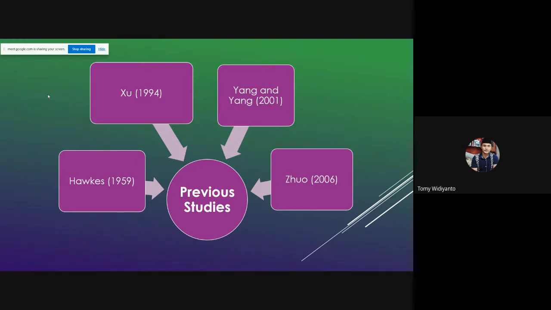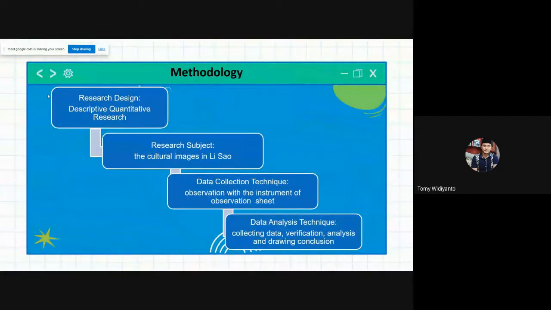Okay, the next slide, please. In the method of the research, the design is descriptive qualitative research, and then the research subject is the cultural images in Li Sao, and the data collection technique is observation with an observation sheet, and then the data analysis technique is collecting data, verification, analysis, and drawing conclusions.